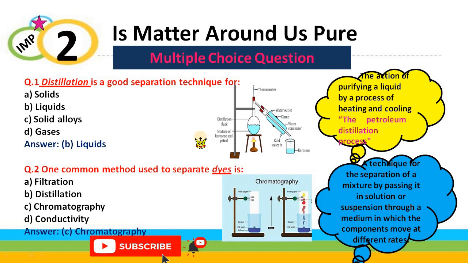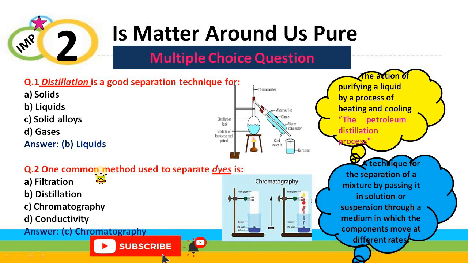Matter Around Us. Question number 1. Distillation is a good separation technique for. There are 4 options. Option A, solids, B, liquids, C, solid alloys, and D, gaseous. Answer is liquid. First of all, we need to understand what distillation is. Distillation is the action of purifying a liquid by a process of heating and cooling. The petroleum distillation process is the main example of distillation. So it means distillation is for liquids only. So question number 1, answer B.